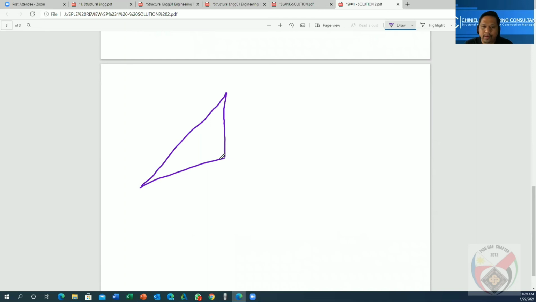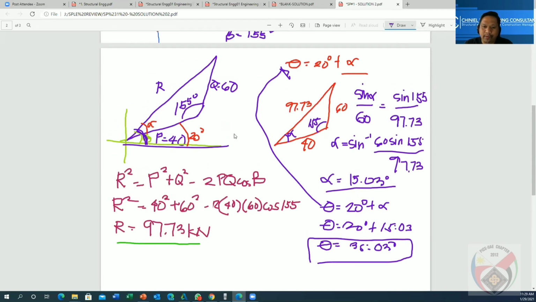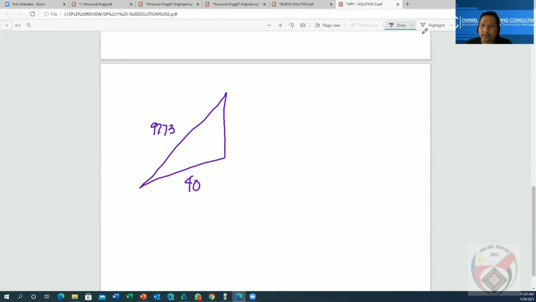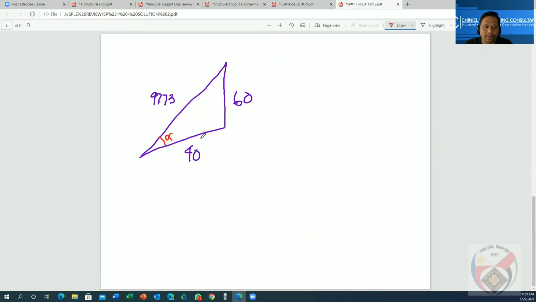So this is 97.73. This is 40. This is 60. And this is alpha, which we're going to find. This is 155 degrees. So we're going to solve for alpha. Alpha is unknown, but the opposite side is given, and the two adjacent sides are given also. So we can solve it by law of cosine also.